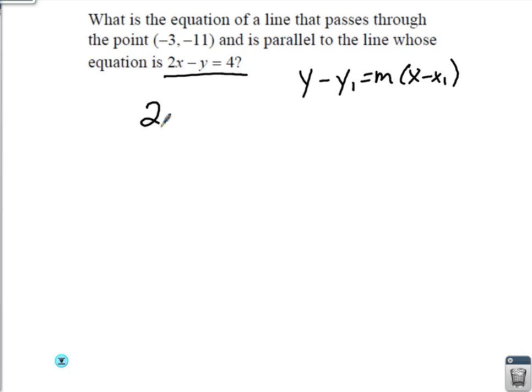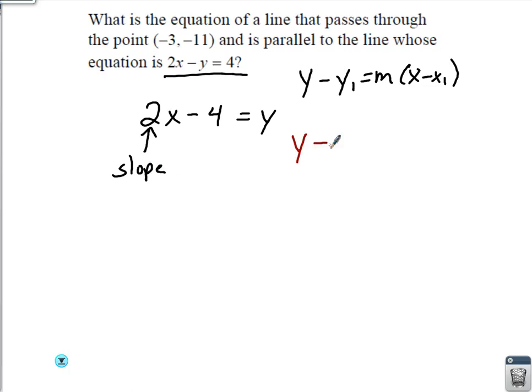So we have 2x, and my equal sign. I'm moving y to the right side, it becomes positive y. I'm moving 4 to the left side, it becomes negative 4. y equals 2x minus 4. So my slope is 2. Yeah, that actually ends up with a 2. So now we plug in everything we know.